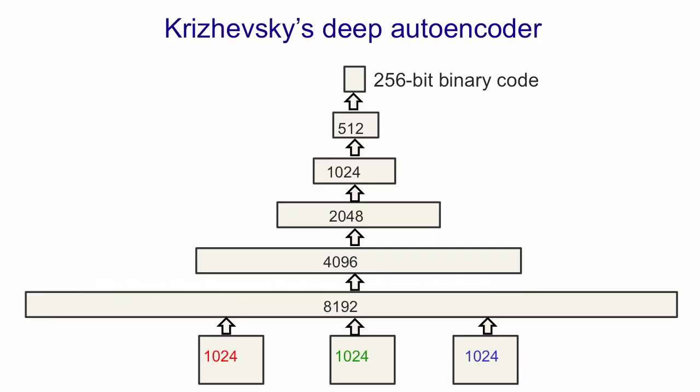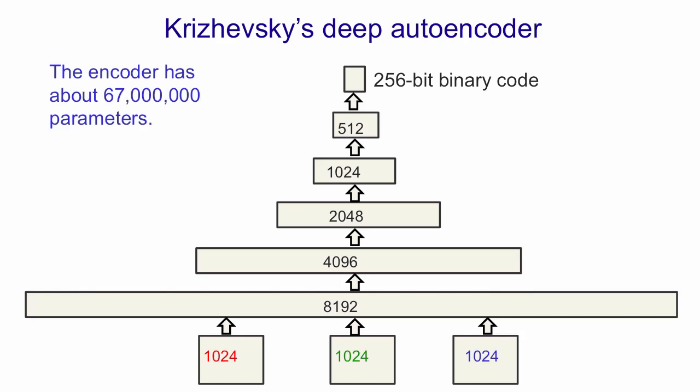So here's a net that was trained by Alex Krizhevsky. It's working on small colour images, so they're only 32 pixels by 32 pixels, and it takes as input the red, green and blue channels from those images. So there's 3,000 inputs. It then expands that to a larger number of hidden units, because we're going to go from real-valued inputs to logistic hidden units, which probably have less capacity. We then progressively decrease the number of units in each layer until we get down to 256 bits. This encoder has about 67 million parameters.